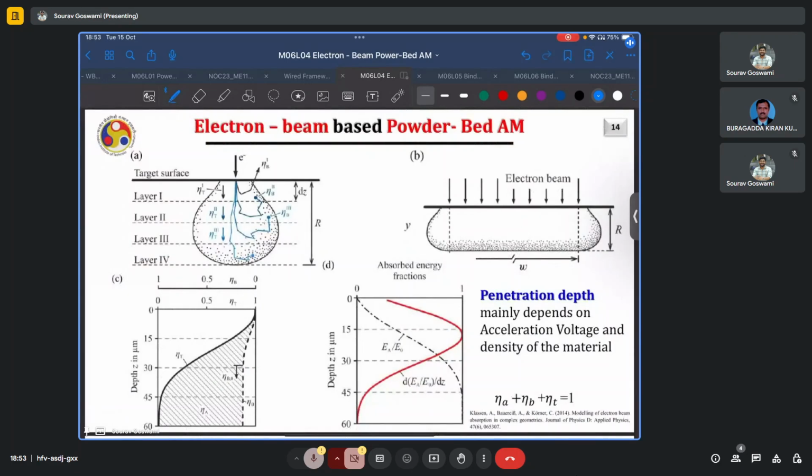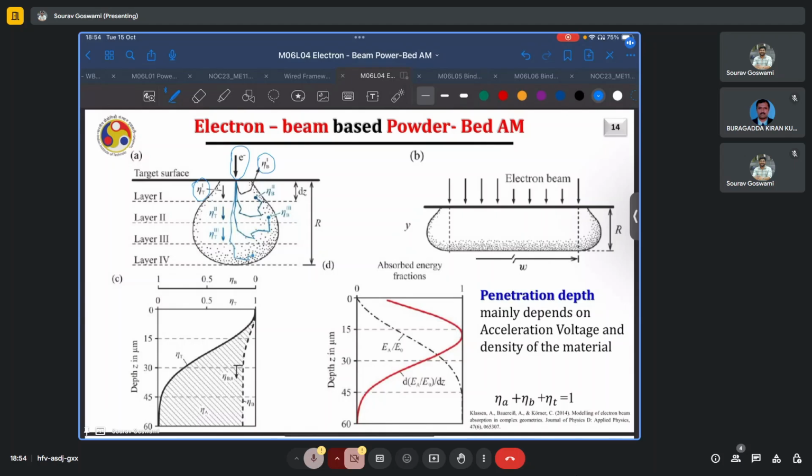The typical melt pool profile for electron beam melting process is also shown here, and this can be explained by how the electrons are interacting with the material. So there is a flux of electrons which is incident on the surface. A fraction of them get transmitted from this first layer, which is denoted by eta T1, whereas a fraction will also get backscattered. That is, they will be elastically scattered in that layer and then they will exit the target surface.